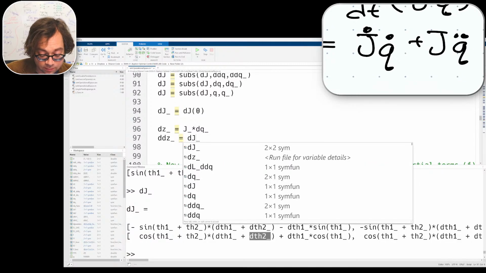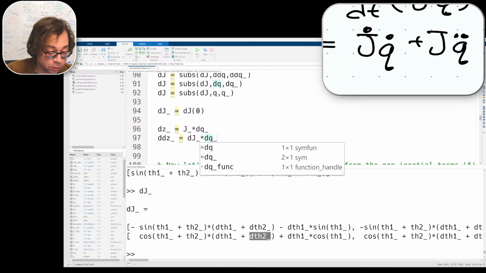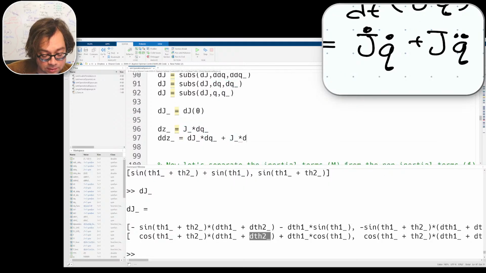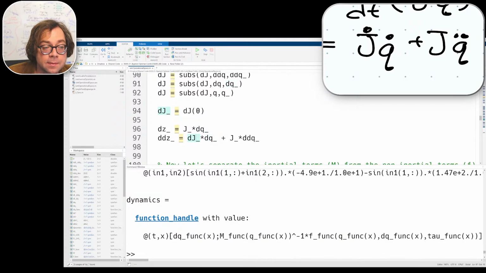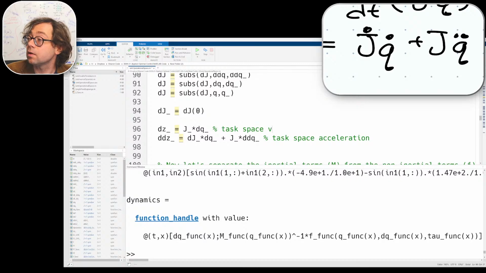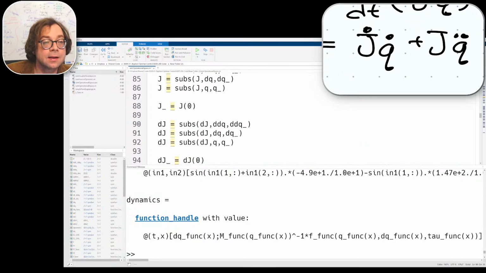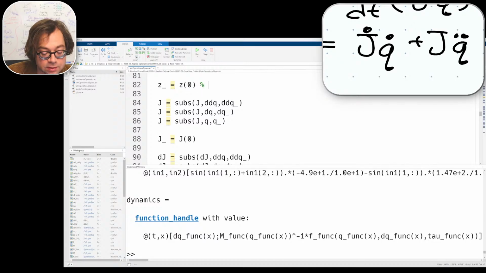And DDZ is equal to what, friends? It's DJ underscore times DQ underscore plus J underscore times DDQ underscore. These are the non-time dependent versions. So we run all that. This gives us our expression for our actual accelerations in the task space of the end effector. This is the task space acceleration. This is the task space velocity. And up here is our task space position for our operational space controller. Done. Look at what we got here.